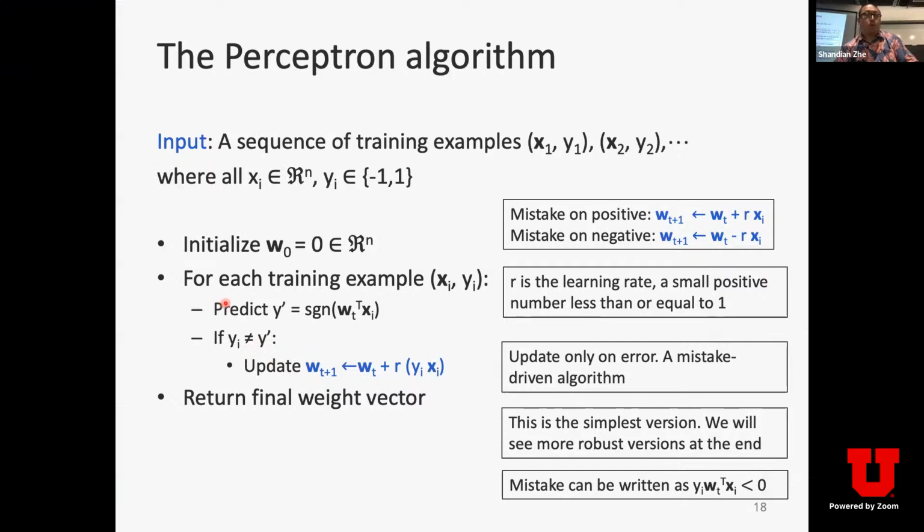Then you look at the next example, make a prediction and check if your prediction is correct or not. If the prediction is wrong, then you follow the same rule to do the update. Just keep doing this until you finish the passes over the set of training examples, say 2 passes, 3 passes, or the maximum number of passes you set. Then you return the final weight vector. So any questions regarding the algorithm framework?